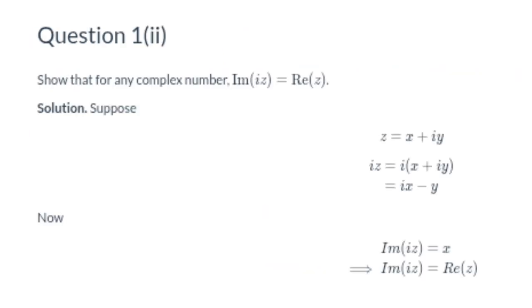Im of iz equals Re of z. Use iz. Using our previous result, iz equals minus y plus ix. Identify parts. The Im of iz, imaginary part of iz, is x. The Re of z, real part of z, is also x. Conclusion. Since both sides equal x, the identity is proven.